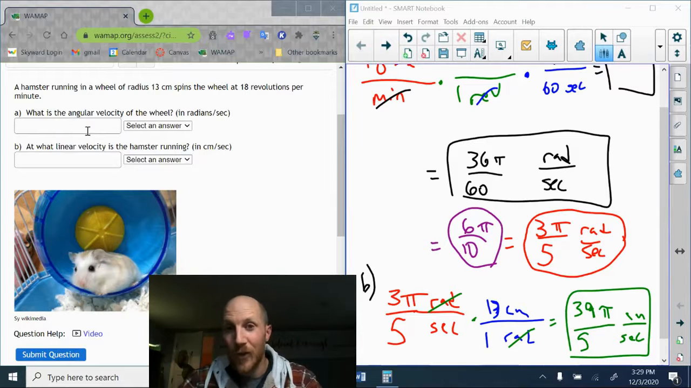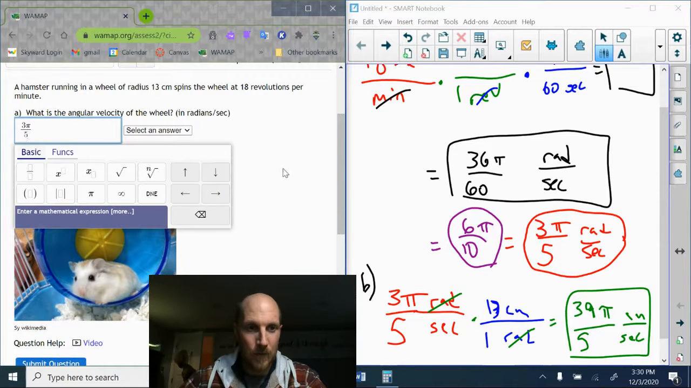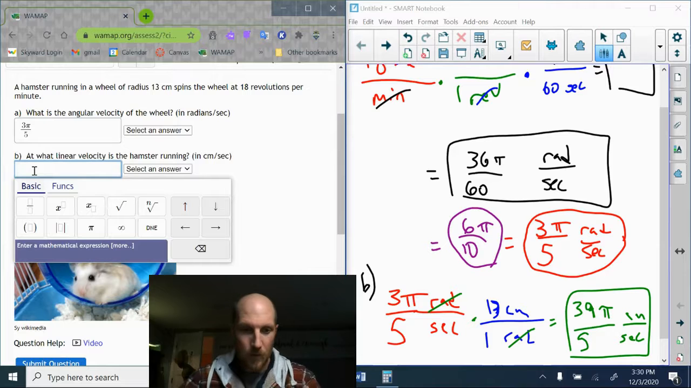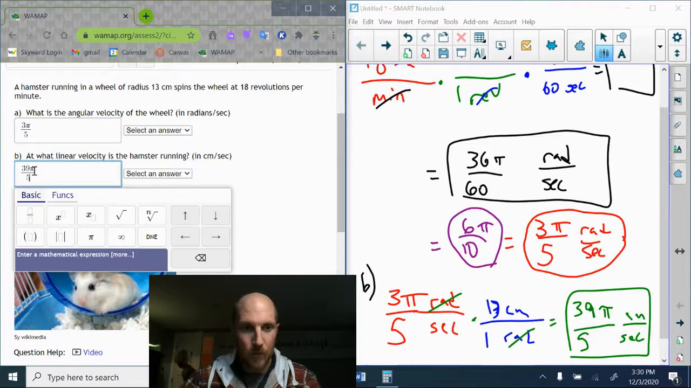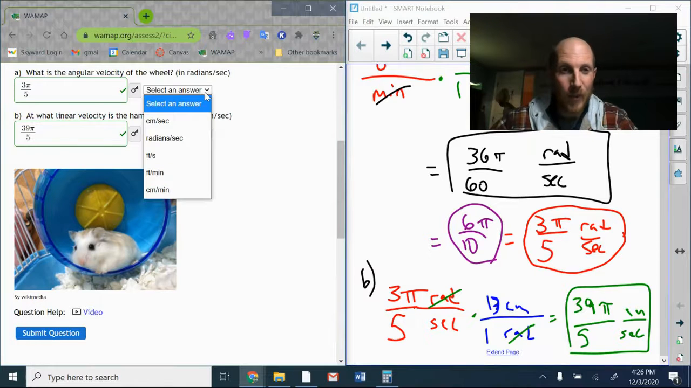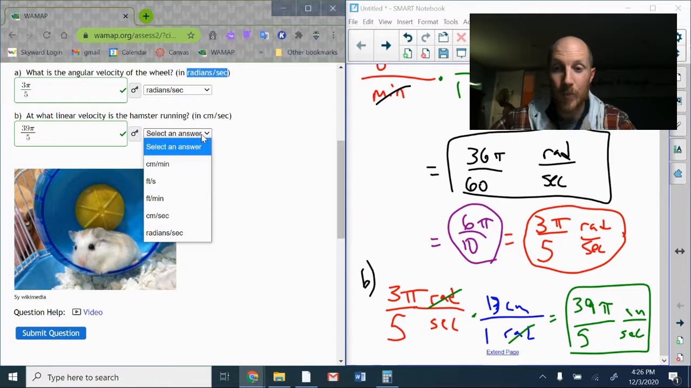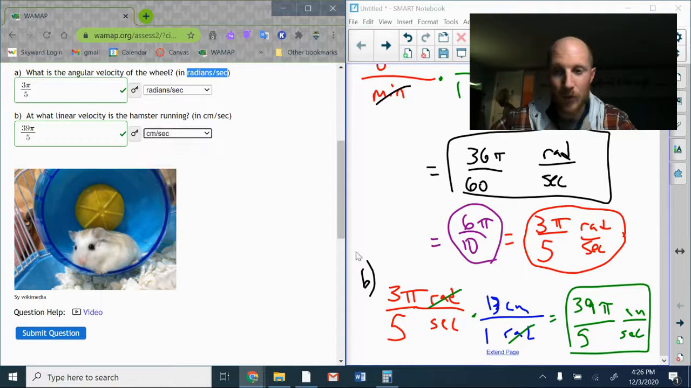All right, well, let's get those answers entered in here and see what happens. So we're going to go with 3 pi over 5. And down here we had 39 pi over 5. Also, do not want to forget, you're going to select my units. So from part A, I was working in radians per second. So I've got that labeled in my work here. Also, that is what the directions ask for, and so it's a good thing those all match. Part B, my final answer was in centimeters per second. I got that over here in my work. And again, that is what the directions asked for. So everything matches. We're all good.